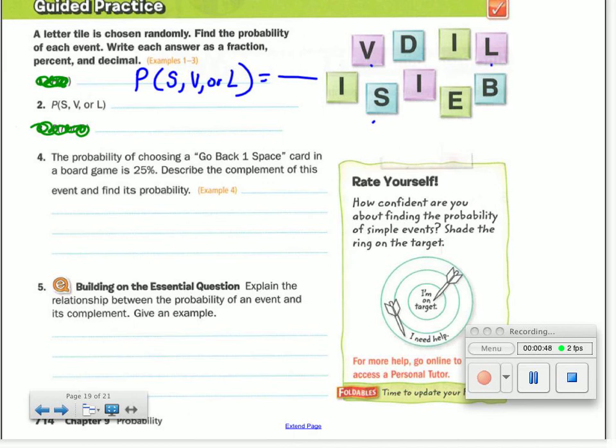So how many do we have? 3. How many total letters are up here, including the S, V, and the L? Total. Yeah. 9. All right. Now, underneath, I want you to write a capital P, and now I want the fraction reduced. All right. So, what is 3/9 reduced to? 1/3. Yep, 1/3.